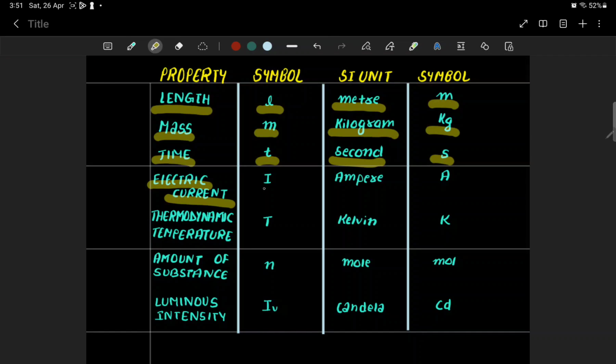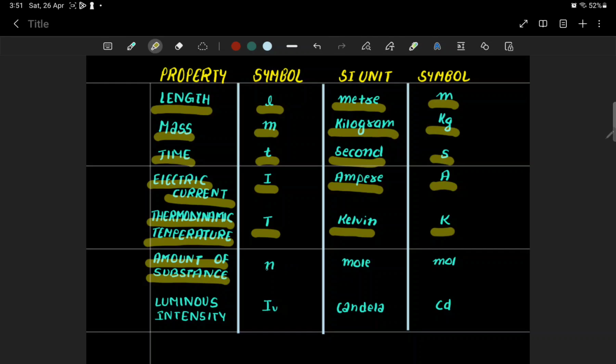Electric current, symbol is capital I. SI unit is ampere, capital A. Thermodynamic temperature, capital T. SI unit is Kelvin, symbol capital K. Amount of substance, symbol small n. SI unit is mole, symbol is mol. Luminous intensity, symbol is I subscript V, and SI unit is candela, symbol cd. So these are all the base units.